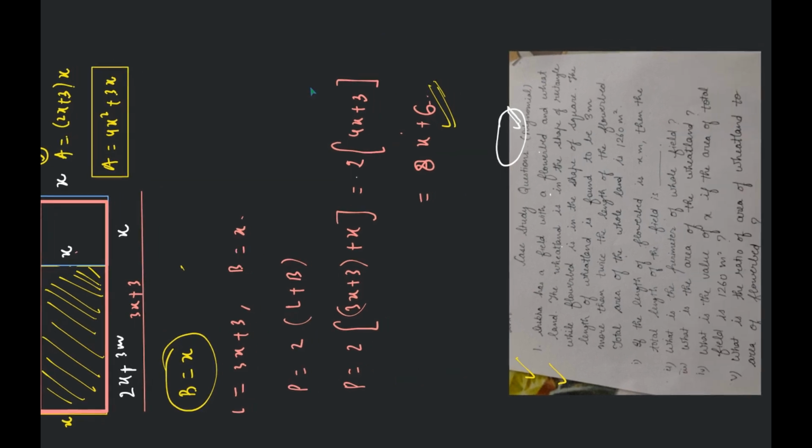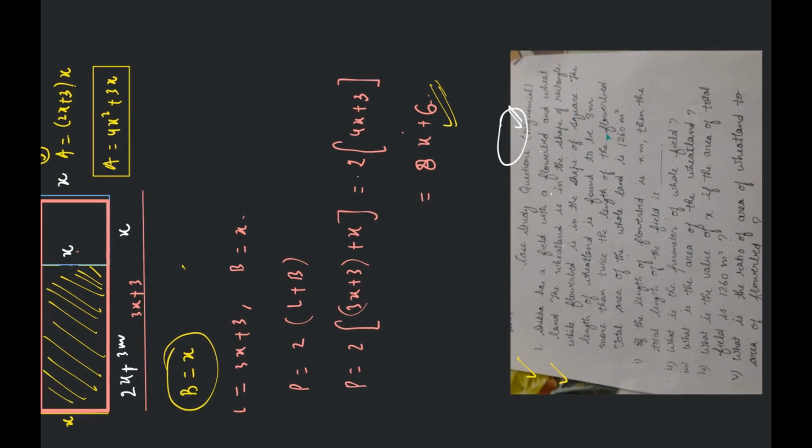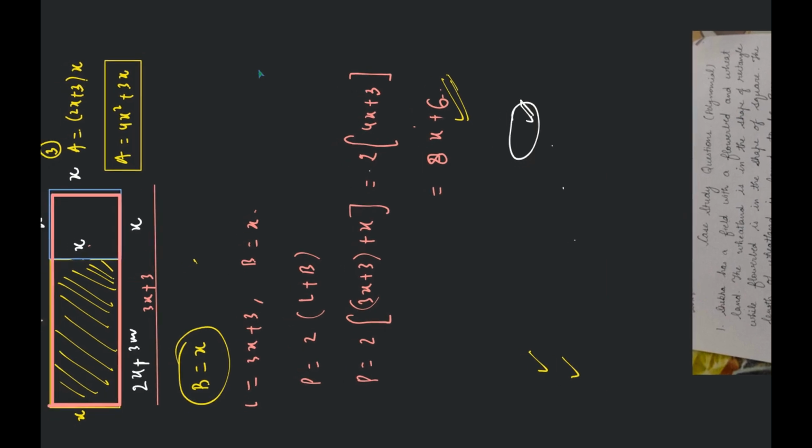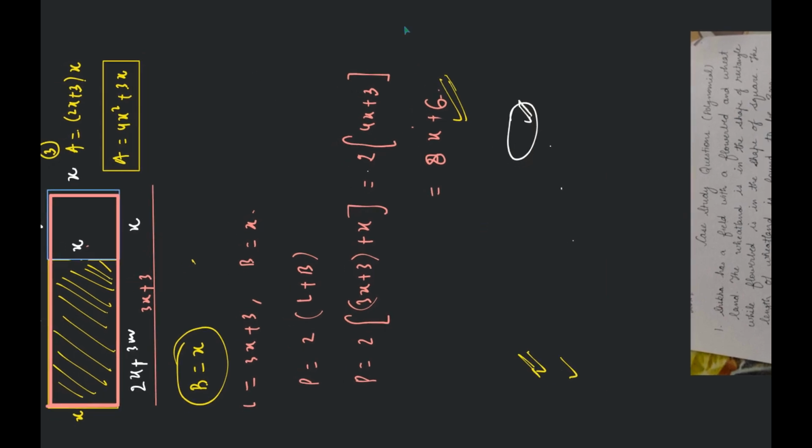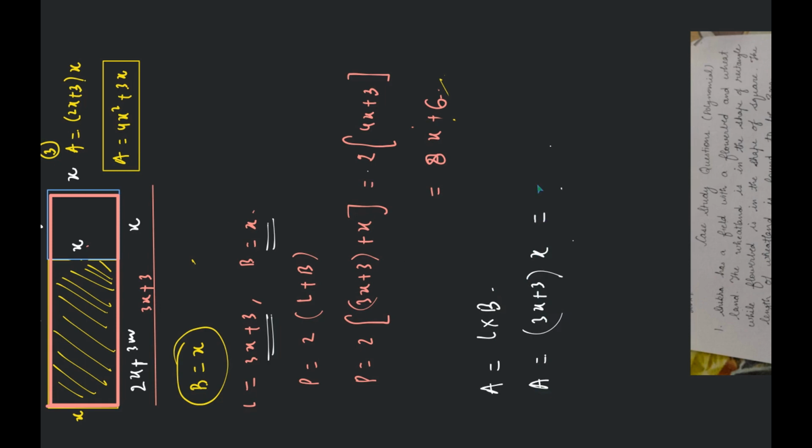Yes, sir. Now fourth. What is the value of x if the area of the total field is 1260? Okay. Total field. First you calculate the area of total field. Area of total field is 1260. Just wait, beta. Length into breadth, na? Total length is 3x plus 3 and breadth is x. That is 3x square plus 3x. And this is equal to 1260.